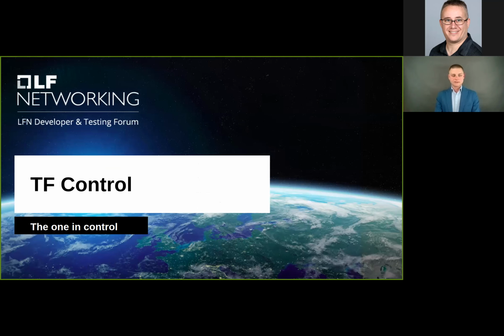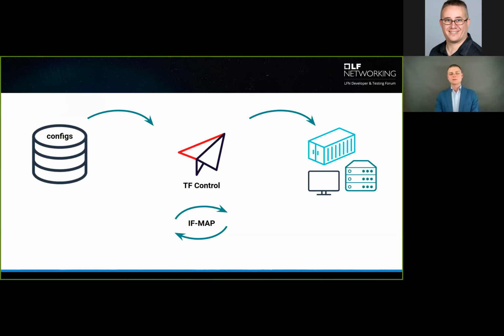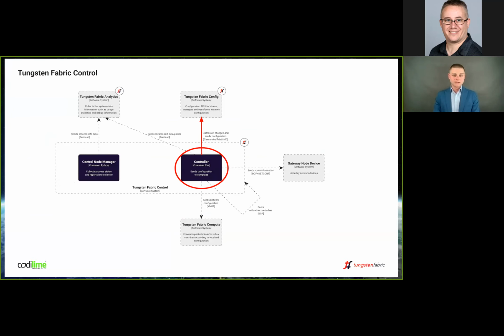And then there's the part of Tungsten Fabric control. This is the component that interacts between the devices in our infrastructure, compute nodes in our infrastructure, and the config, the database with configs. And this is the one that provides the control over the infrastructure. So when we think about the Tungsten Fabric control, it uses the ifmap protocol to take the configs from the database and pass them to our endpoints, our end devices, no matter whether it is a container, a virtual machine, or a bare metal server.